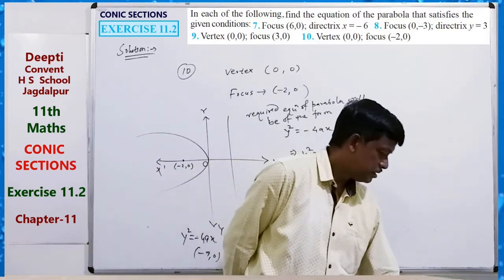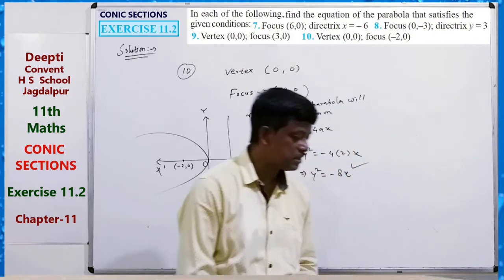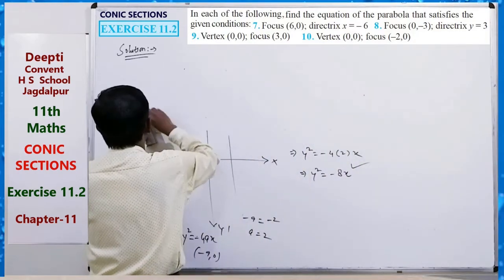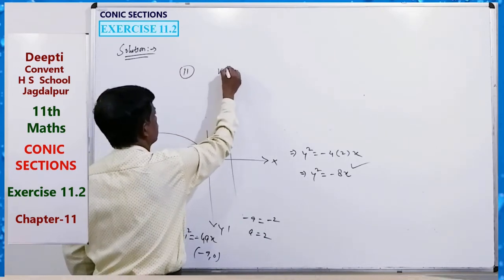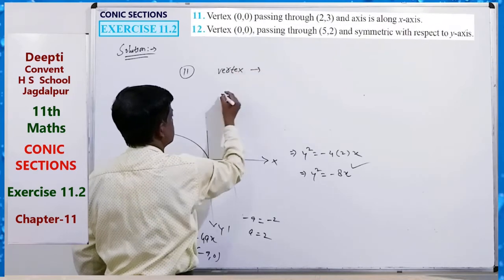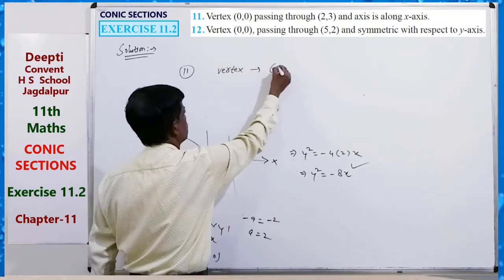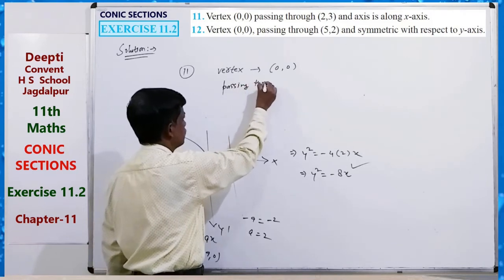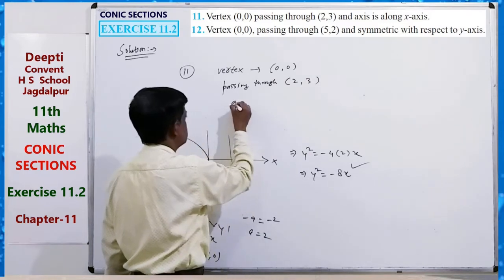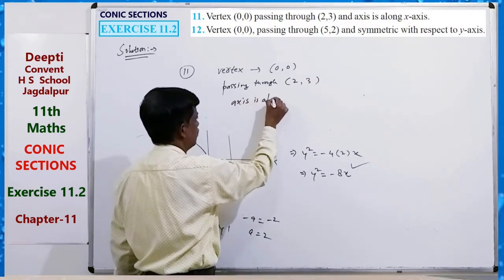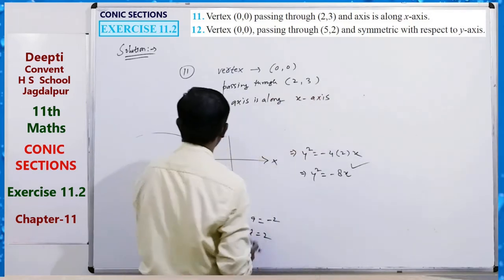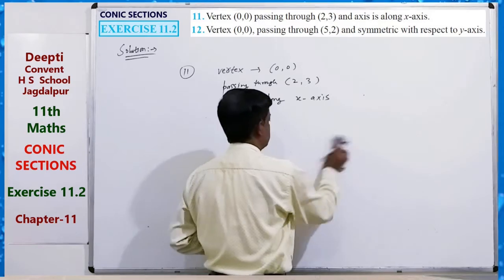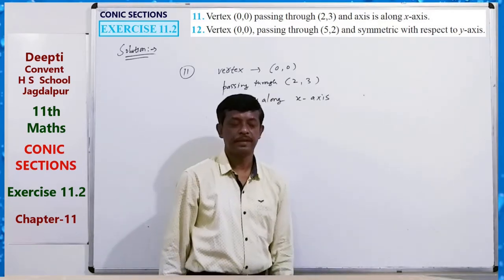Vertex (0, 0), passing through (2, 3), and axis is along the x-axis. Here question 11 is given. These three things are given. We have to discuss and write the format of the required parabola and then find the equation of the parabola. Clear? So here what is given?